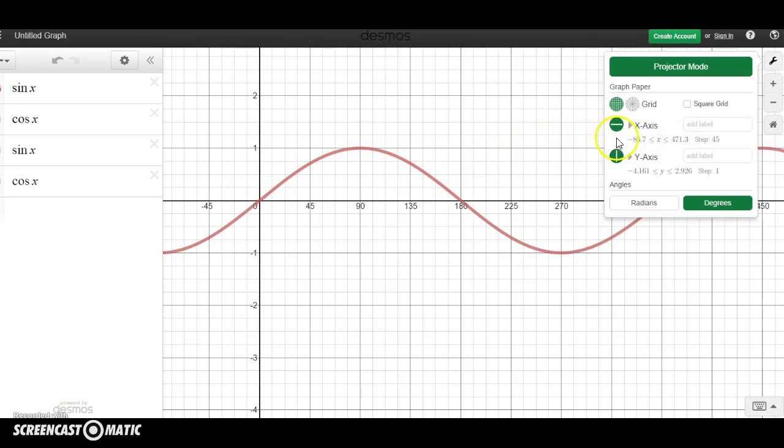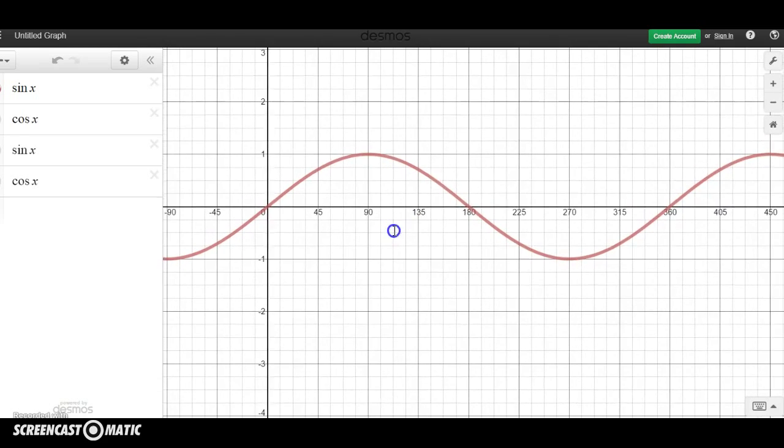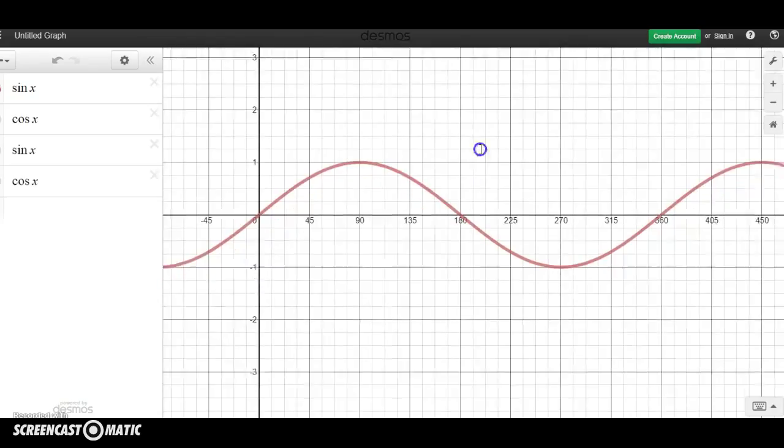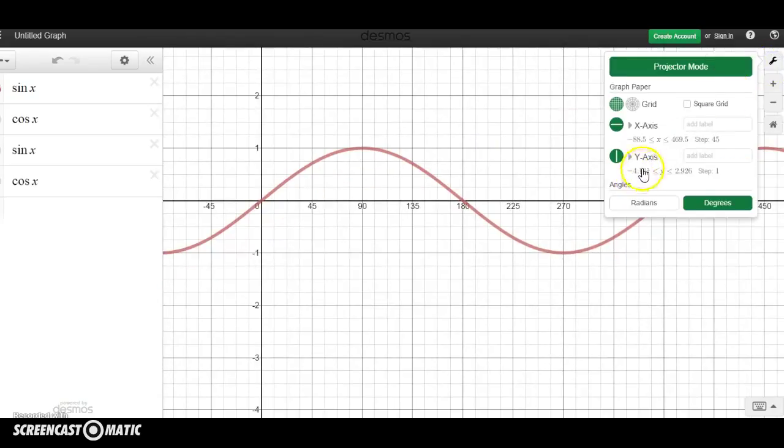You can zoom in, but I changed my x-axis to go from negative 90, I think I started at negative 540, and a step of 45. So that means that every solid line here is 45 degrees. My y-axis has changed since I moved it, and if you do move it around, it will change your y-axis max and min. I think I started at -4 to +4 and steps of 1.